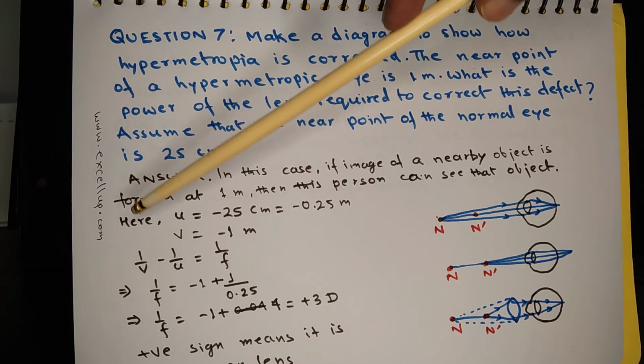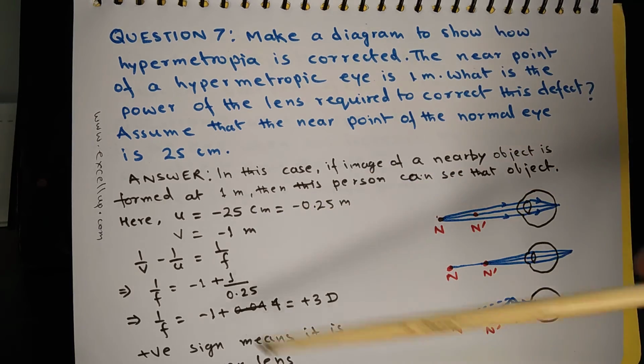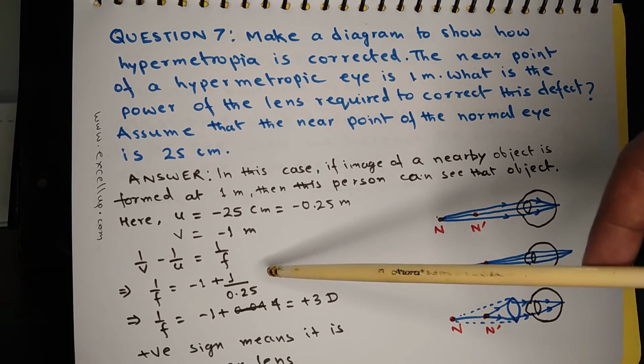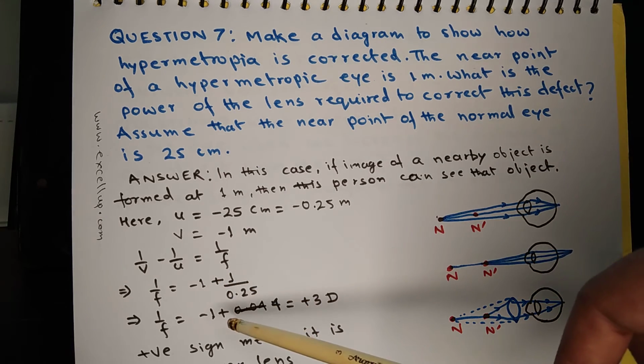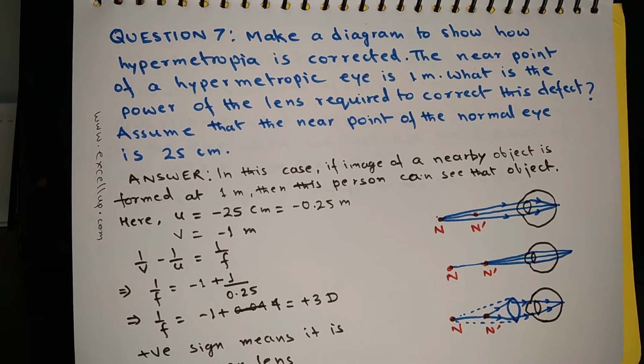Using the lens formula, 1 upon v minus 1 upon u is equal to 1 upon f, we get 1 upon f is equal to minus 1 plus 1 upon 0.25, is equal to minus 1 plus 4, is equal to plus 3 D, and the positive sign shows that this is a convex lens.